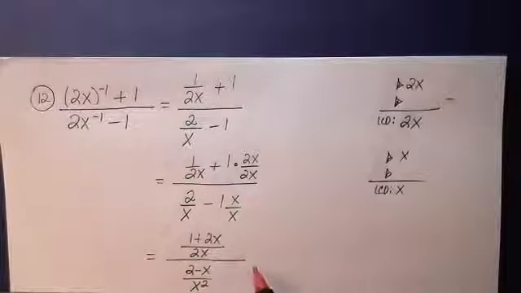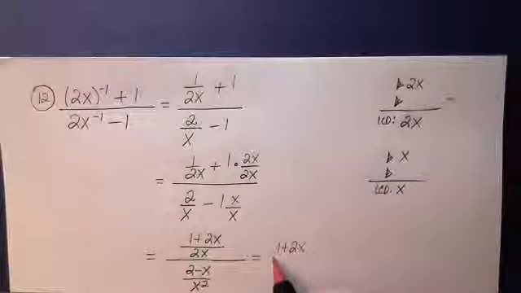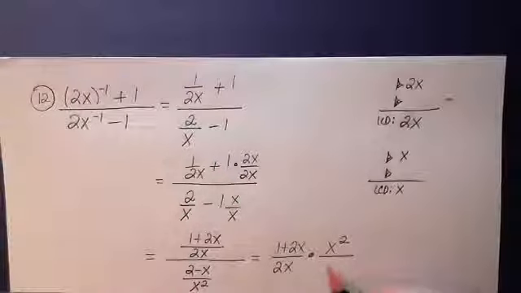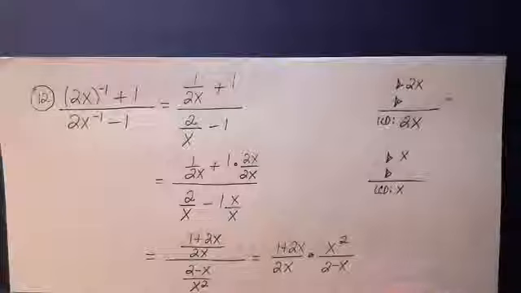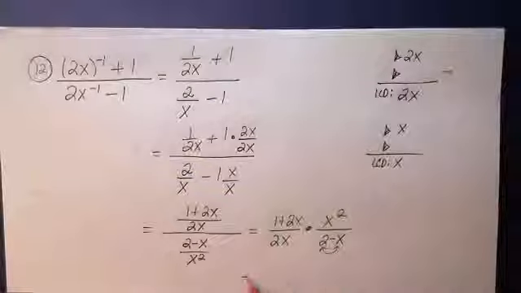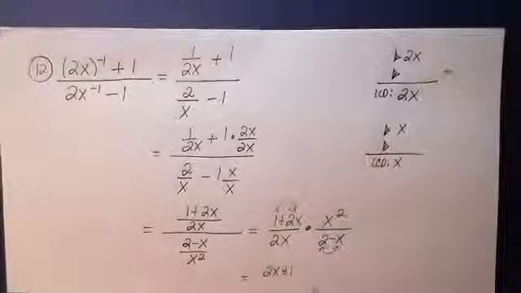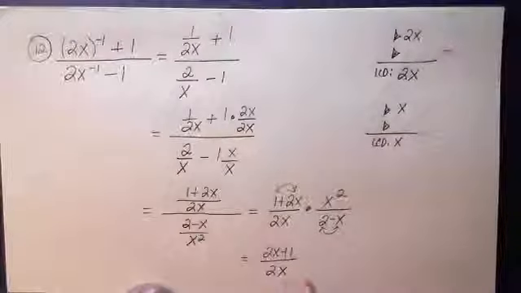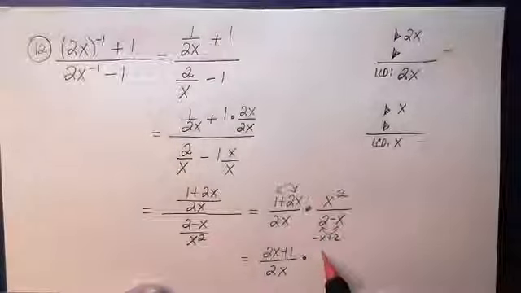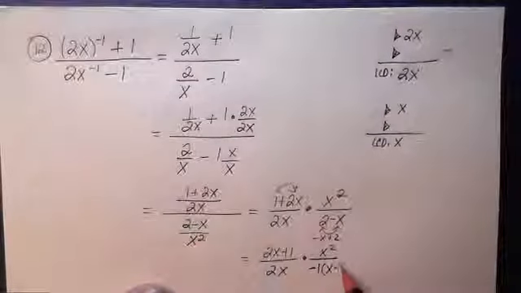Alright, so let's do the division. 1 plus 2x over 2x times, flip the second term, and remember to flip this guy around. So that means this would be, and also this one, because we always want to have the x in the front, so 2x plus 1 over 2x. Here, if we flip it, this would be negative x plus 2. Remember, we don't like to have the negative in front of the x, so let's factor out negative 1. So this would be x minus 2.